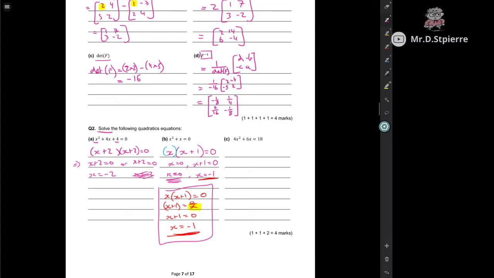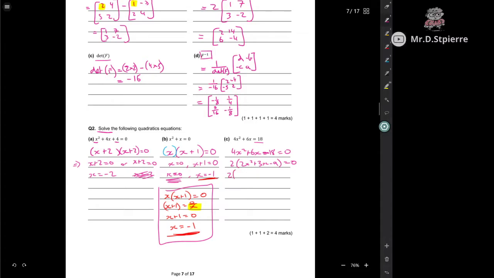Right, next one, 4x squared plus 6x equals 18, so it doesn't directly equal 0 straight away, so we need to change this into 4x squared plus 6x minus 18 equals 0. Now we've got something equals 0. If we factorize it properly, we get to use the null factor law. Same thing, the very first thing I should try and do when factorizing is take out the common factor. So I get 2 bracket 2x squared plus 3x minus 9 is equal to 0.